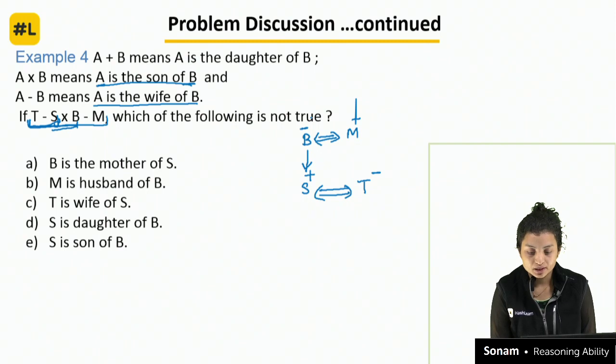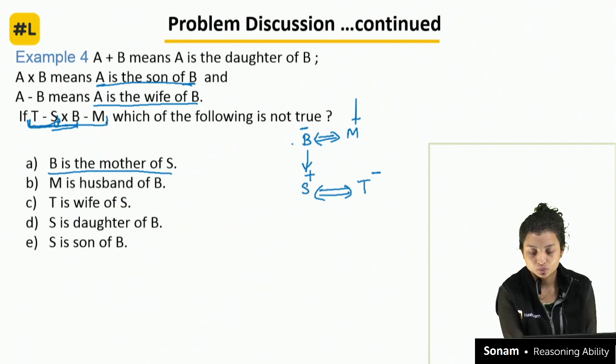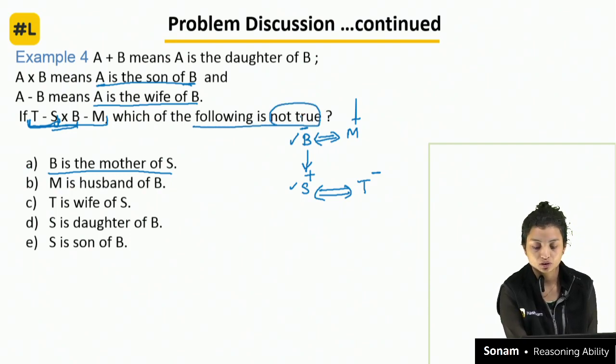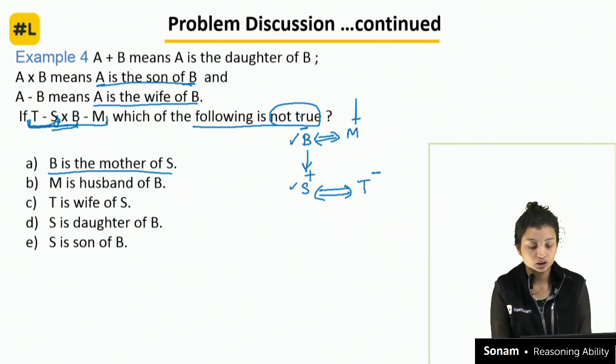B is mother of S. Yes, it is very obvious. B is female. They asked you B is mother of S. So B is female and B's son is S. So first option is correct. I need to find which of the following is not true. So first option cannot be my answer. Okay, let's move to the second option.